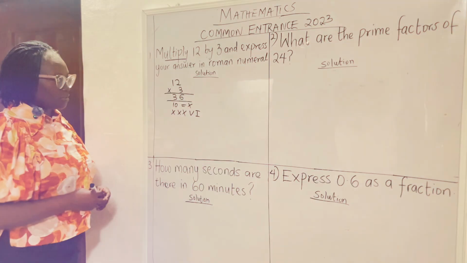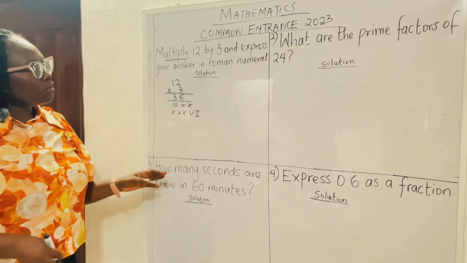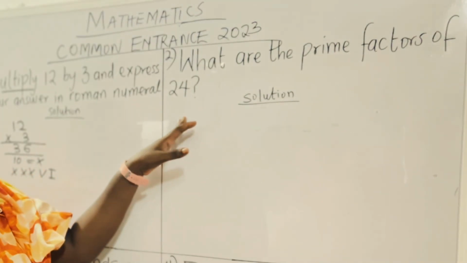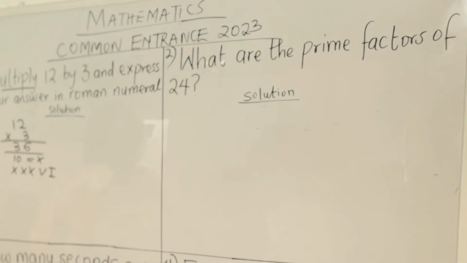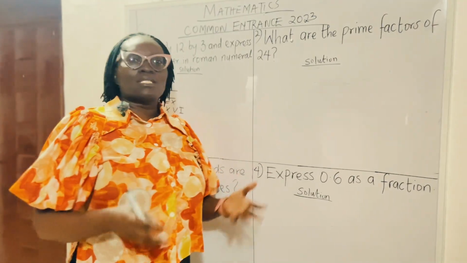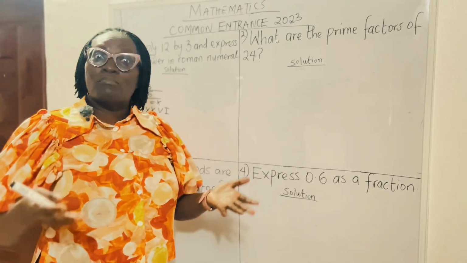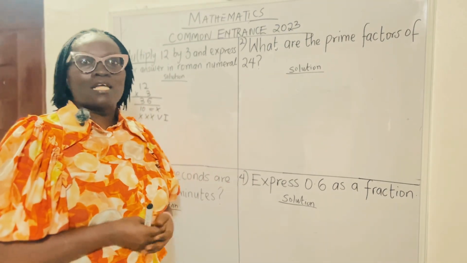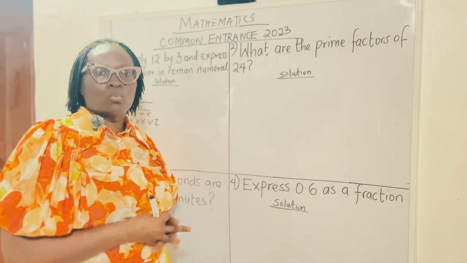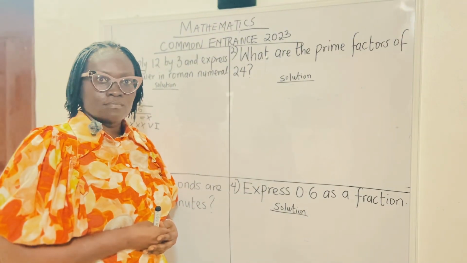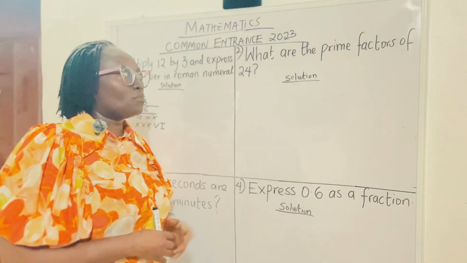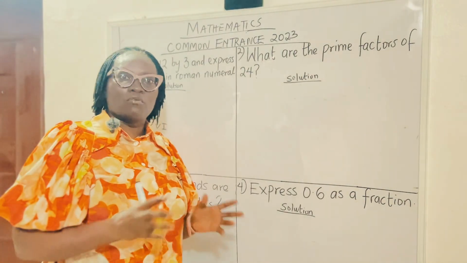To the next question. What are the prime factors of 24? Before I solve this, what are prime factors, or what are prime numbers? Prime numbers are numbers that can only be divisible by itself and 1 without a remainder.